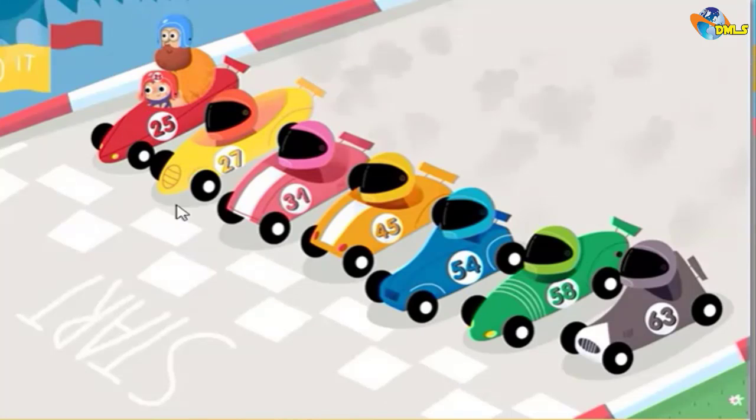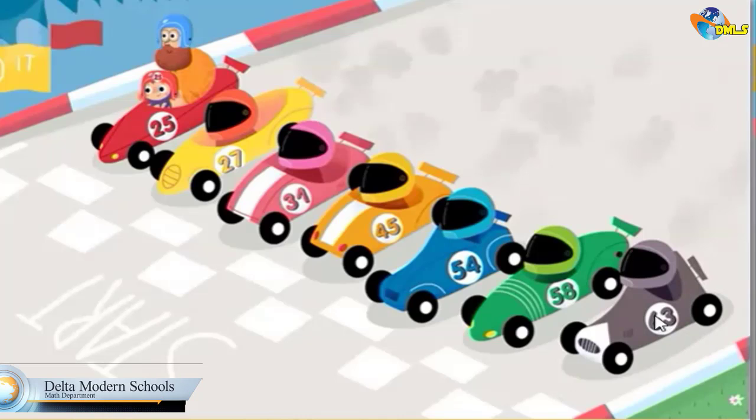So, what is this number here? We have 25. What about these numbers? Let's see: 27, 31, 45, 54, 58, 63. So we can see that 25 is the smallest number here, and 63 is the greatest number here.